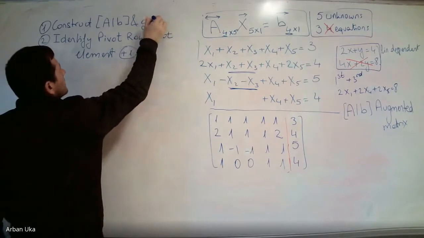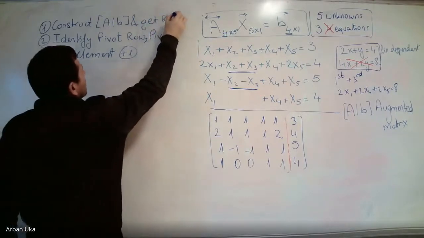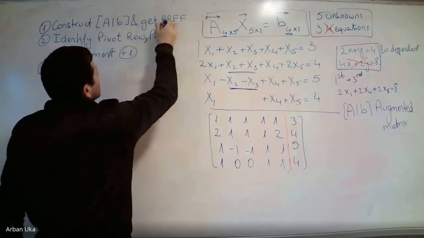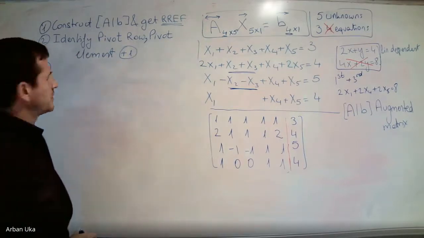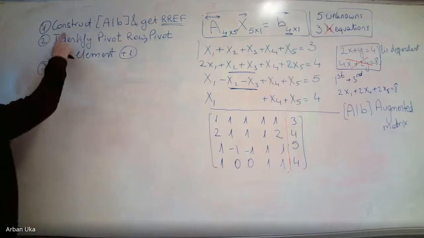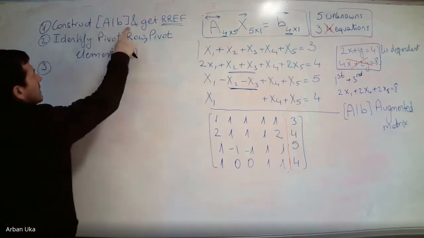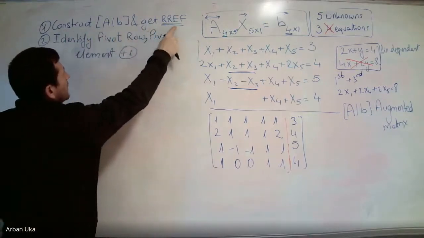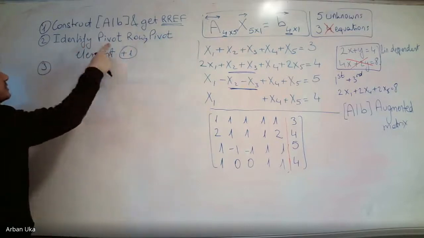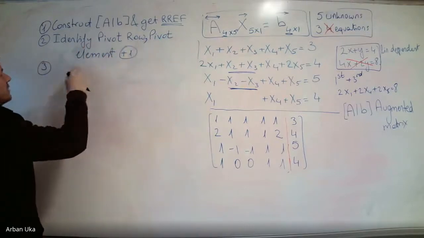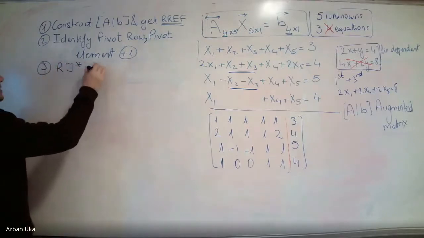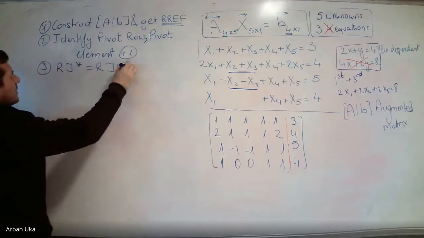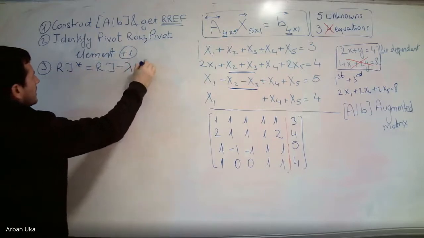So here we can get reduced row echelon form. I'm going to write this one, RREF, just for a moment. So we construct the augmented matrix, and we need to get reduced row echelon form. We identify the pivot row and pivot element, and then we use these equations, which is going to look like this. Rj star is equal to Rj minus Ri.